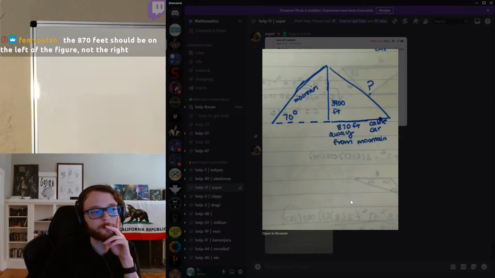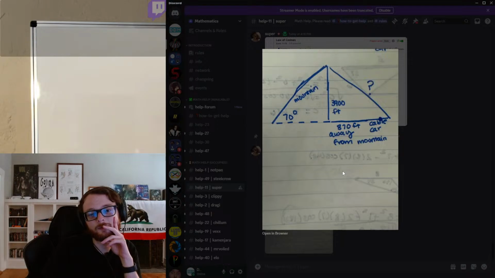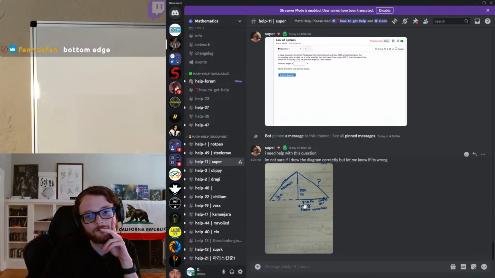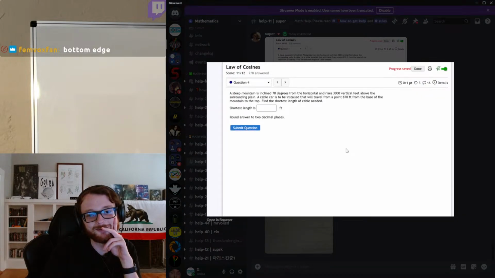Does the base of the mountain mean the bottom center or the bottom edge? Does it matter? Maybe it does. No, it should matter. The bottom edge? Okay. Yeah, I guess you're right.